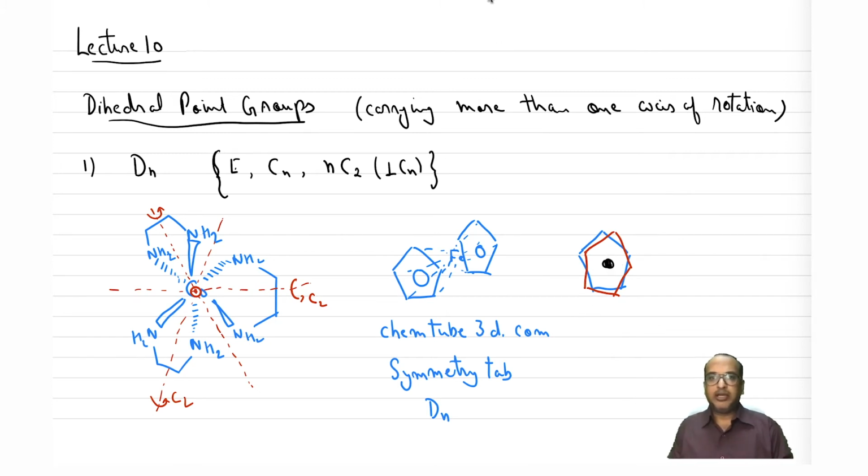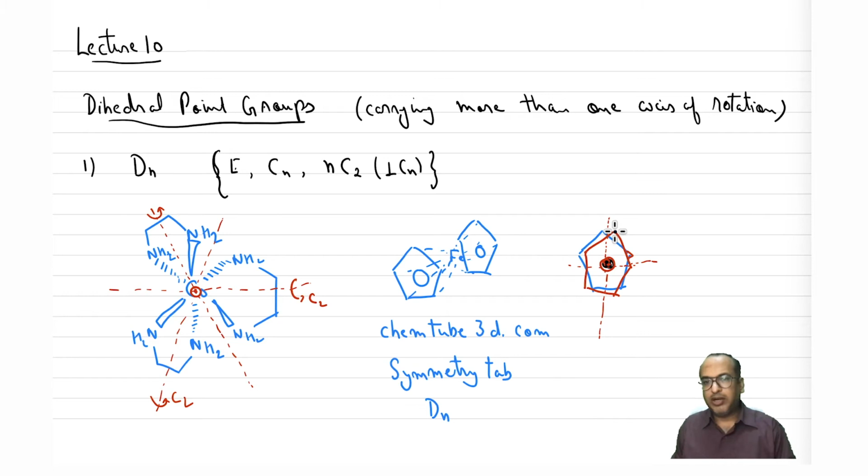So now where is your axis? The C5 axis is passing right through, perpendicular to the plane of the board. So you can draw it like this, and then you have 5 C2s which are perpendicular to this. So the 5 C2s will be bisecting through this. Okay, one. Similarly, you will have another C2 bisecting through this.